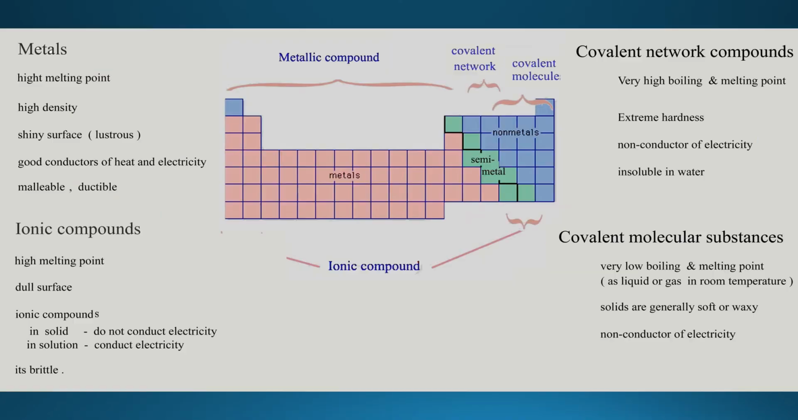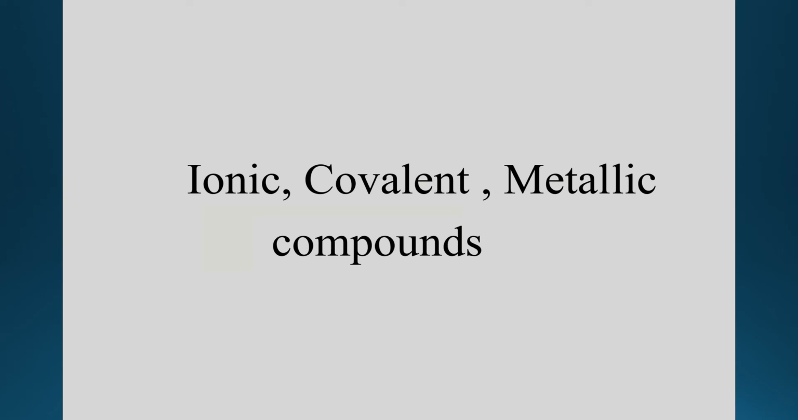Summary: metallic compound, ionic compound, covalent network compound, and covalent molecular substance. And now this is the ionic, covalent, metallic compound summary. Thank you.